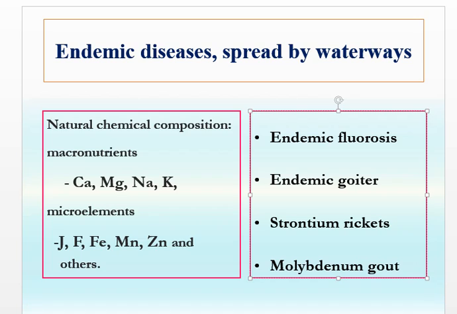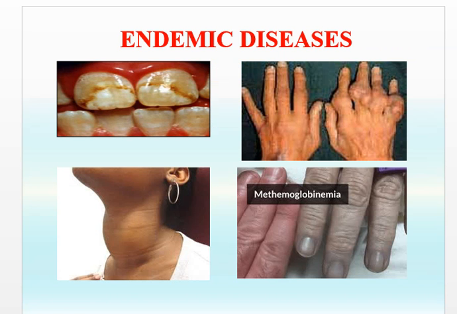Fluorosis is caused by high concentration of fluoride in the water, more than 2 mg per liter. Methemoglobinemia, you can see on the slides. Methemoglobinemia is caused by high concentration of nitrates in the water.